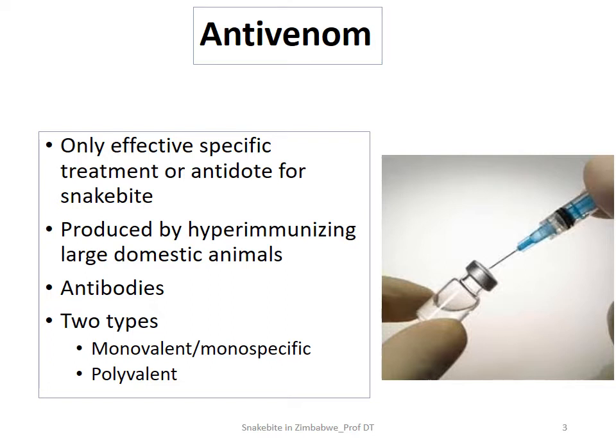And then the antibodies, the globulins, from those animals are collected and purified, and then we've got two types of antivenoms. We've got the monovalent one, or monospecific, and the example that we gave is which one? Yeah, well done. It is the boomslang. And then we've got polyvalent, which covers a number of snake venoms. Polyvalent and monovalent.